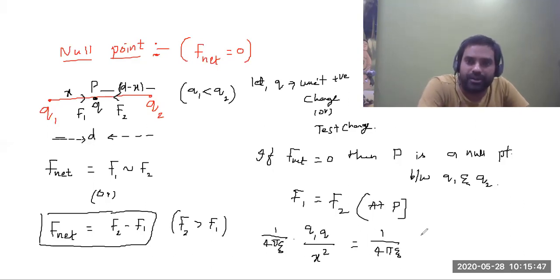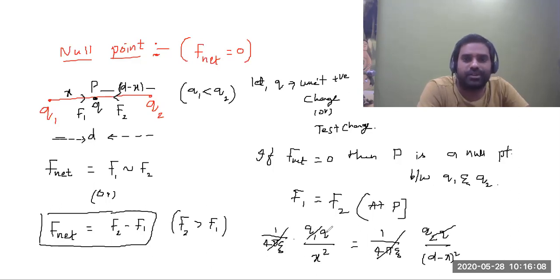F2 is 1 by 4 pi epsilon naught into Q2 into Q by (D minus X) whole square. Here 1 by 4 pi epsilon naught and Q get cancelled, and 1 by X square is equal. How do you cancel, guys? You see, 1 by 4 pi epsilon naught gets cancelled on both sides, and Q also gets cancelled. Q1 by X square is equal to, right.